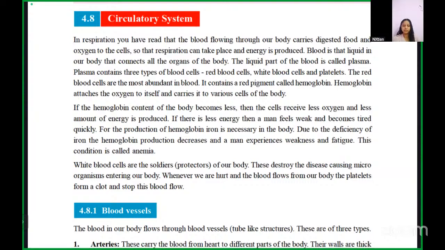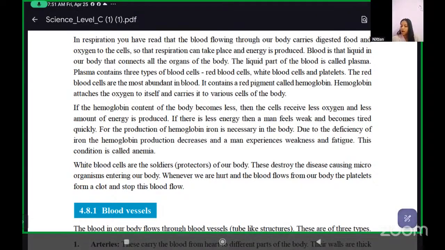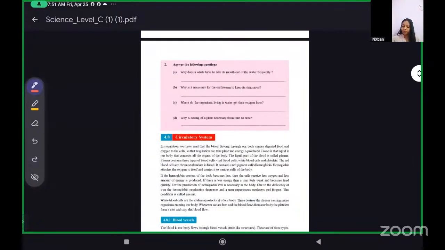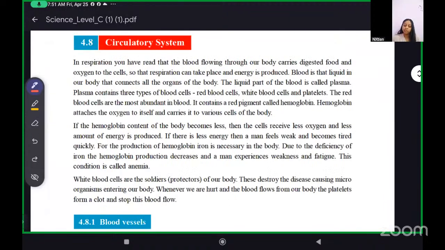Blood cells, red blood cells, and plasma. Yes, the three components that are found in our blood are red blood cells, white blood cells, and plasma. Okay, that's right. Then we talked about blood vessels.